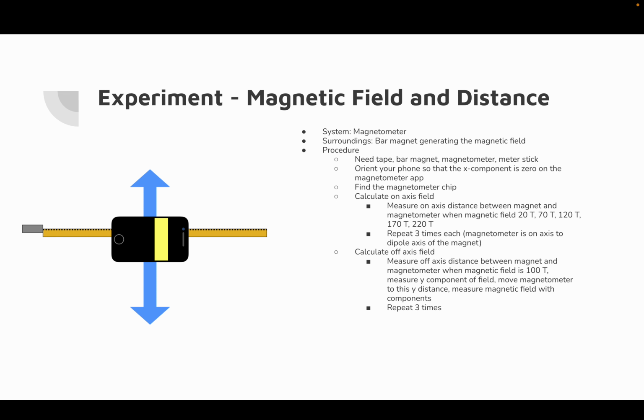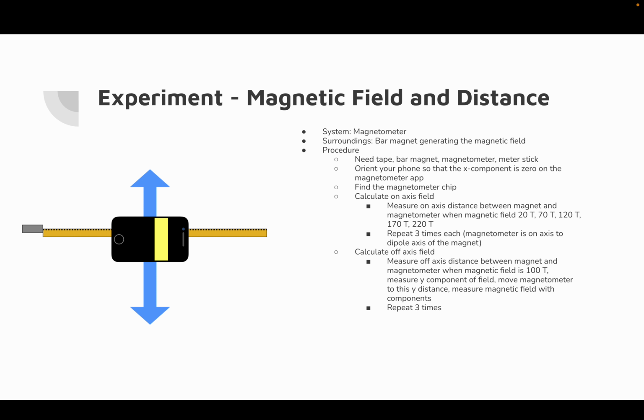The next thing you need to do is orient your phone so that the X component is 0 on the magnetometer app. Then you find the magnetometer chip as explained in the lab instructions. There are two different values we're going to need: the on-axis field and the off-axis field. To measure the on-axis field, you calculate the on-axis distance between the magnet and the magnetometer when the magnetic field has a value of 20 µT, 70 µT, 120 µT, 170 µT, and 220 µT. You repeat 3 times for each of those magnetic field values.